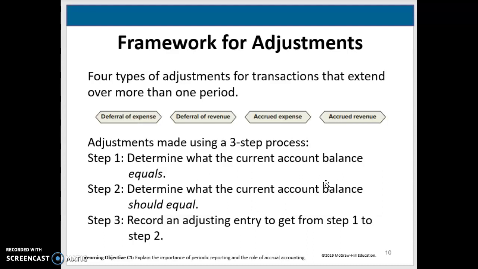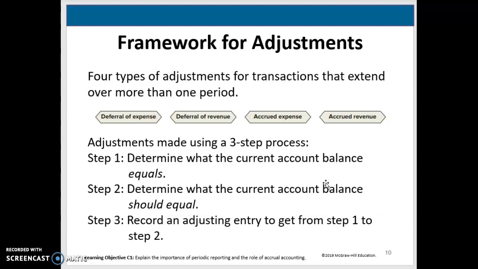Now, a couple things to point out. First, every adjusting entry affects 1 or more income statement accounts and 1 or more balance sheet accounts. The other thing is we never ever adjust the cash account. So you never have to think, what account am I going to use here if it's an adjusting entry? It's never going to be cash.